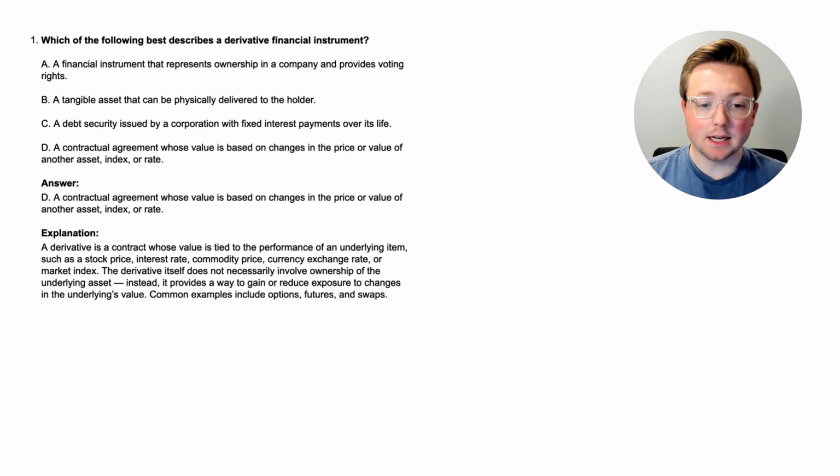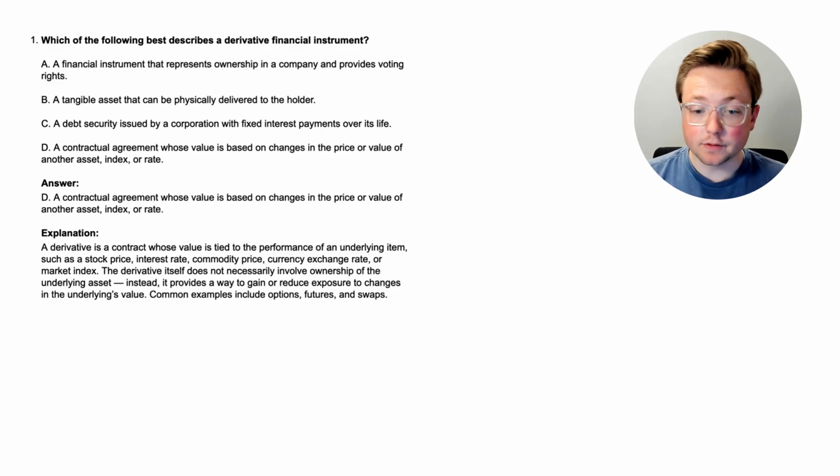The answer is D, a contractual agreement whose value is based on changes in the price or value of another asset, index, or rate. So again, you might have already known that definition, but let's just go through a brief explanation. A derivative is a contract whose value is tied to the performance of an underlying item, such as a stock price, interest rate, commodity price, currency exchange rate, or market index. So it's tied to something else. The value is tied to the value of something else.